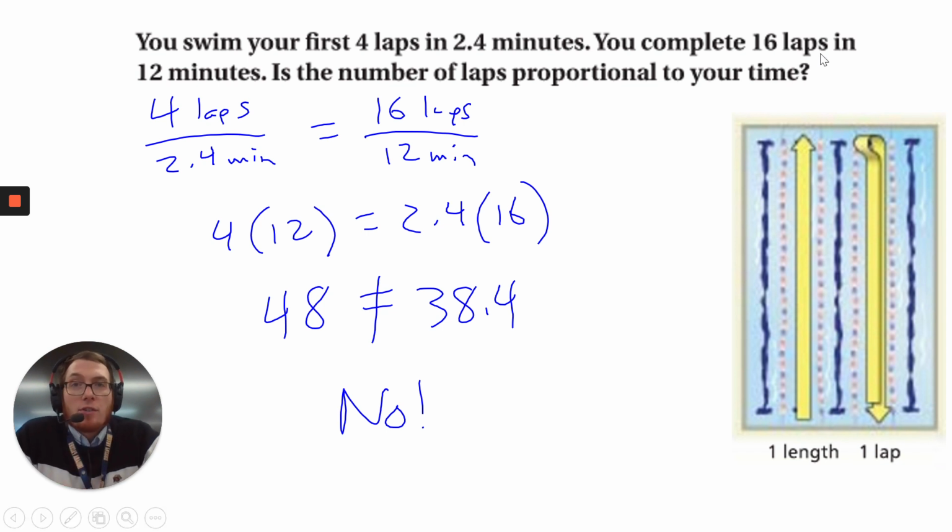My suggestion is you just set up a cross multiplication. 4 laps in 2.4 minutes should equal 16 laps in 12 minutes. Just cross it and see if they match. 4 times 12 is 48. 16 times 2.4 is 38.4. So the answer is no. Some laps were faster than the others, or your 16 lap group was a little bit different pacing than the 4 lap.